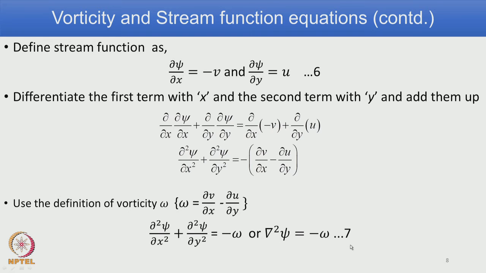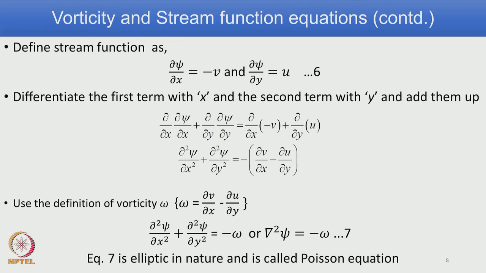We number this equation as 7, and as I said before, we are going to talk about classification of equations a few slides down the line. This equation 7 is elliptic in nature. If it is del squared psi equal to 0, such an equation is called the Laplace equation, whereas if it is del squared psi equal to some source term on the right hand side, which is minus omega, this is called the Poisson equation.